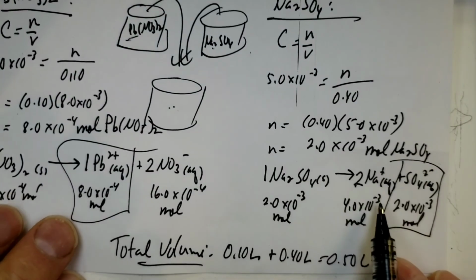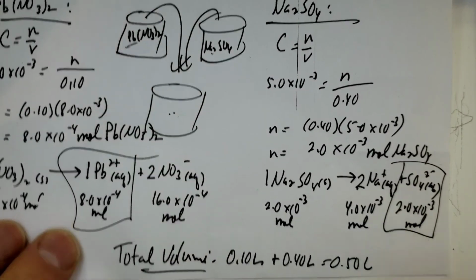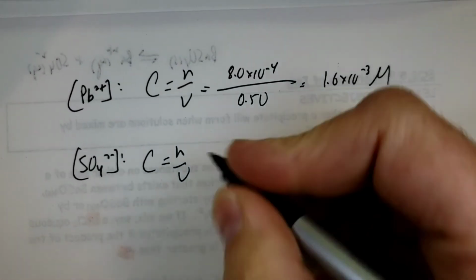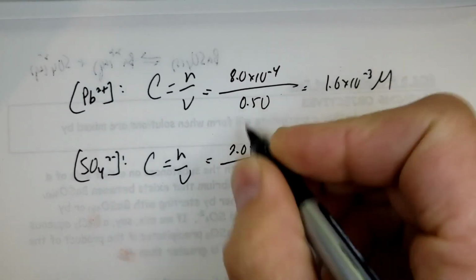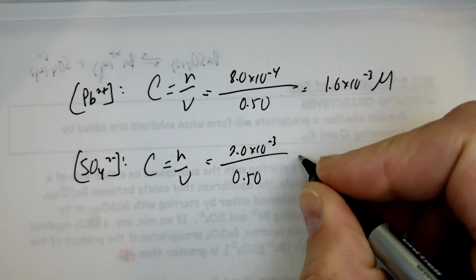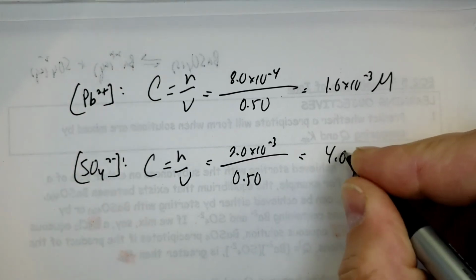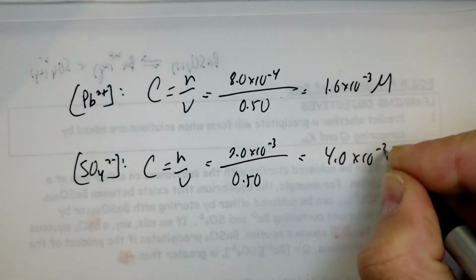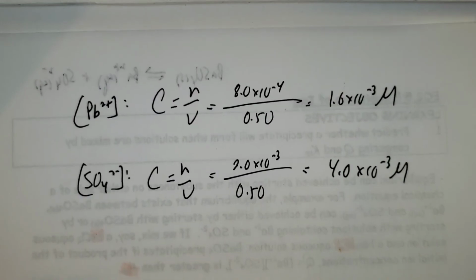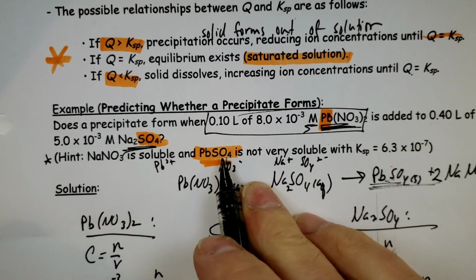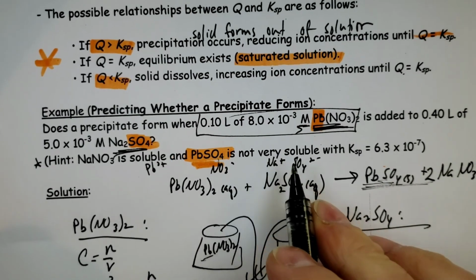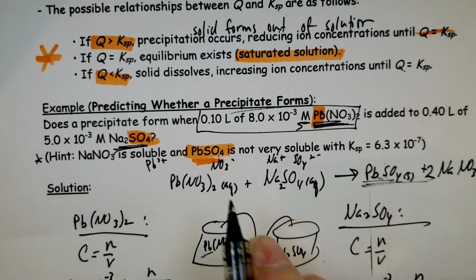And I do the same thing with sulfate. So sulfate, the number of moles I have, 2 times 10 to the minus 3. And my solution is the same here. It's all in one big beaker. So I have 4.0 times 10 to the minus 3. So it's lead and sulfate I'm looking for. Lead and sulfate is the combination that makes an insoluble or not very soluble compound.